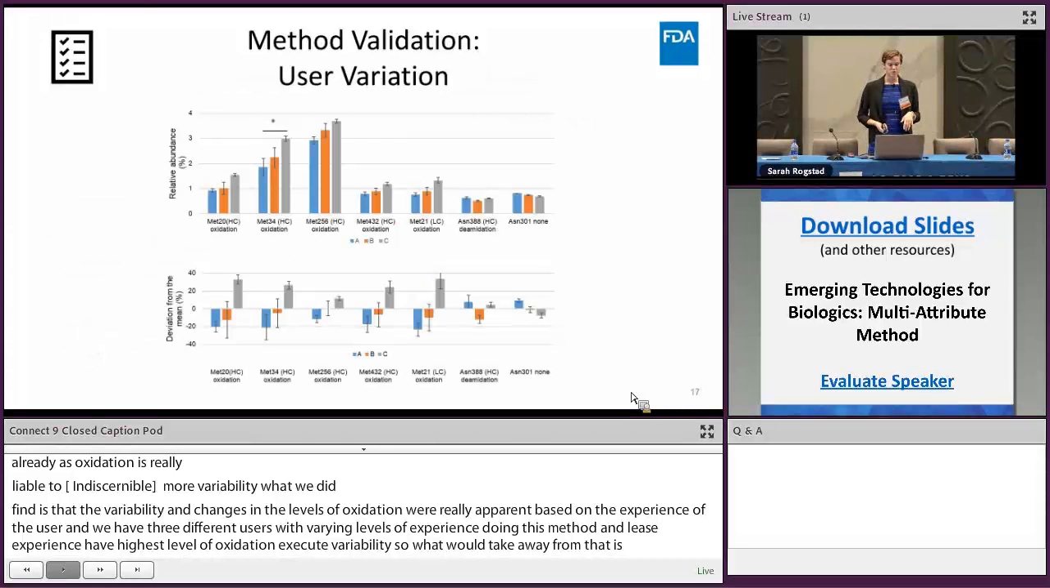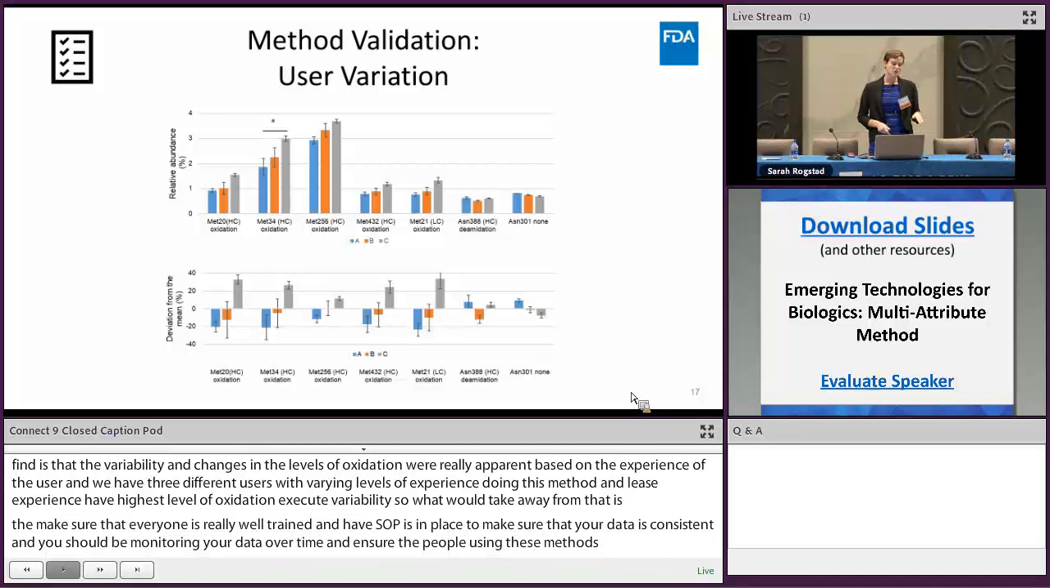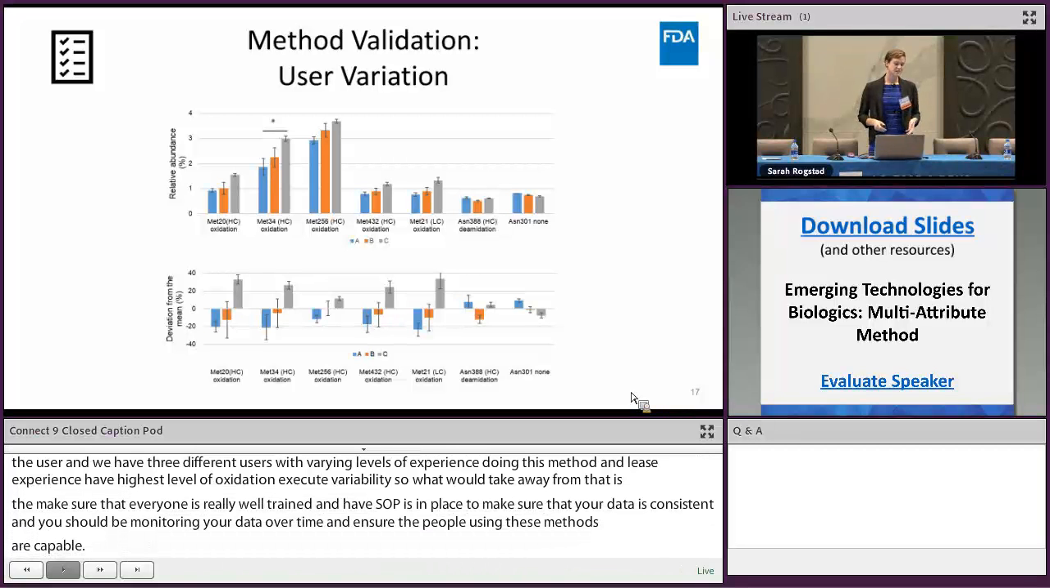This is a little more about our user variation in this, looking specifically at the oxidation. And user C here, with the highest levels of oxidation in all these sites, is again the least experienced of the 3. So we definitely saw there was more variation when we had less experience.